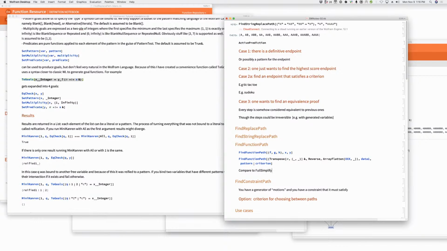Okay, so FullSimplify is doing something very much like that, except that it has a cost goal. It has a cost function, right? Now, I don't know whether maybe even this technology could be used by FullSimplify. I don't know how sophisticated it is.